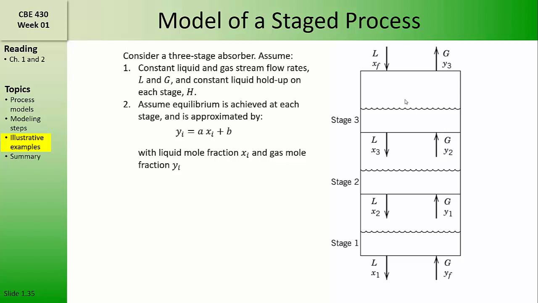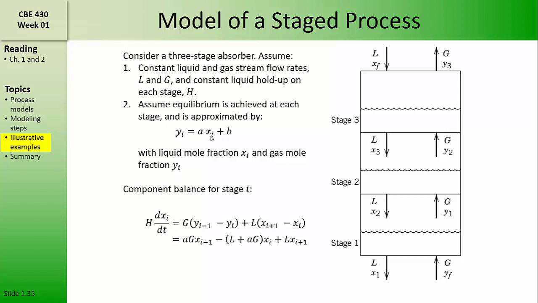We'll assume constant liquid and gas stream flow rates, which are given by L and G, and constant liquid holdup on each stage. The composition of the solute of interest in the liquid phase is given by X, and the composition of the solute in the vapor phase is given by Y. The subscripts indicate each of the stages, with F for the feed of liquid or the feed of the gas. On each stage, we'll assume that an equilibrium is achieved and that the solute composition in the vapor phase can be approximated by a linear relationship with the solute composition in the corresponding liquid phase on the same stage.